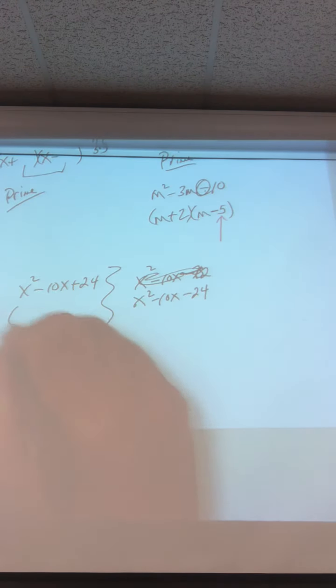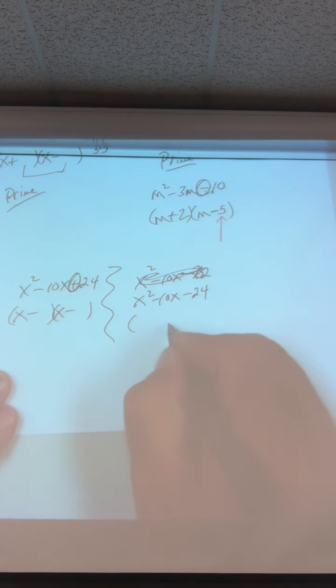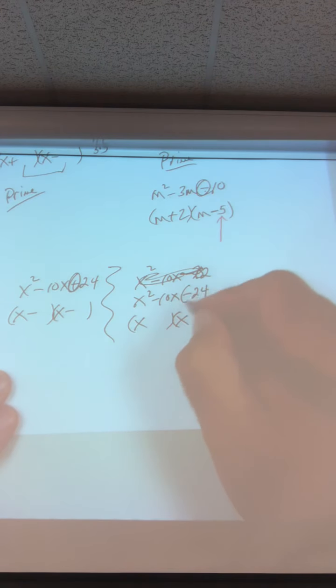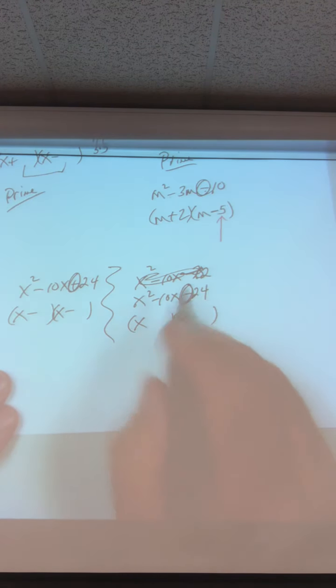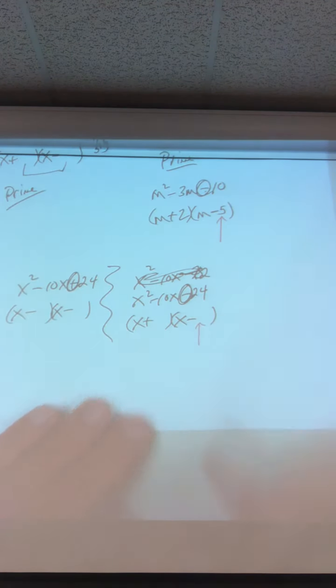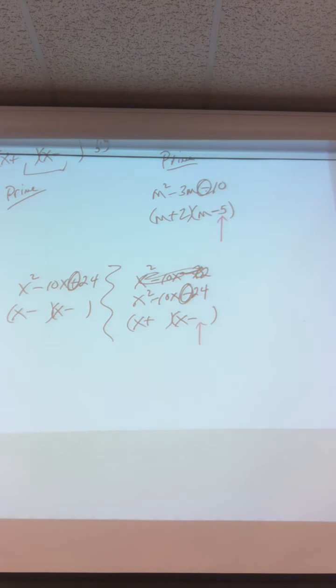X squared breaks up x and x. This tells me signs are the same, both negative. Now let's look at this one over here. X squared is x and x. This tells me signs are different. The biggest one is negative. Now if that had been a plus, the biggest one would be positive. Now look how different these are.